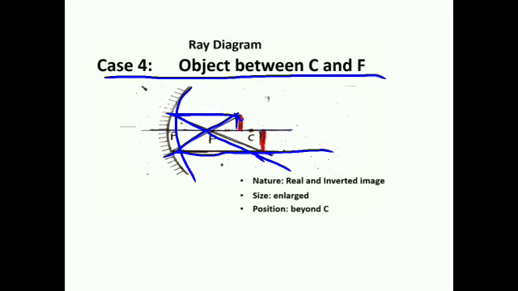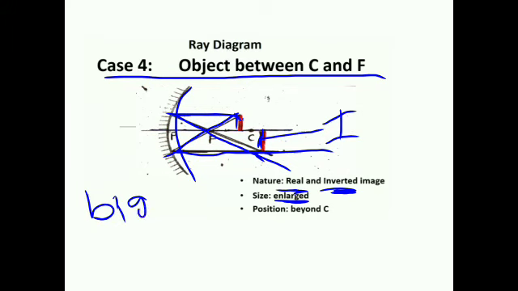At this point they intersect. We have to draw a down arrow. This down arrow will give the image of the object. Image characteristics: real image, inverted image, and it is enlarged image, big size, and it will be formed beyond C.